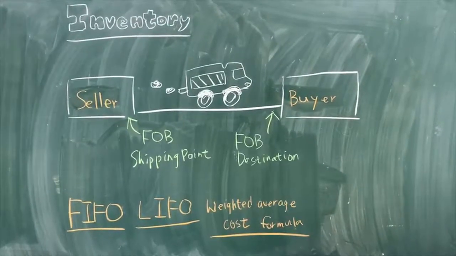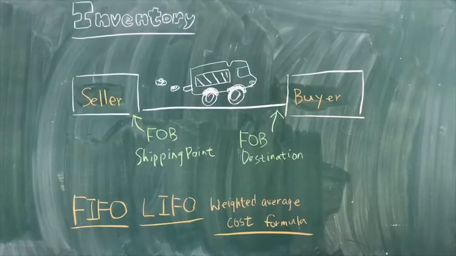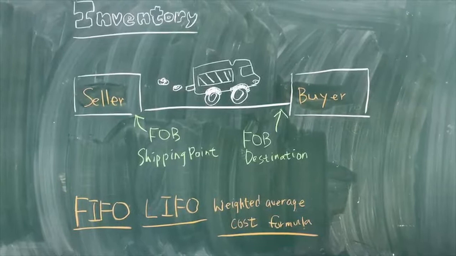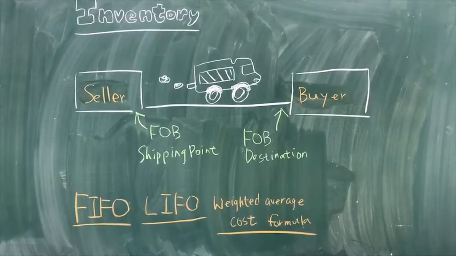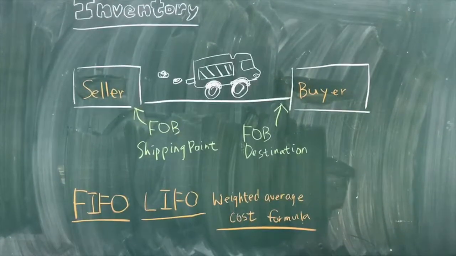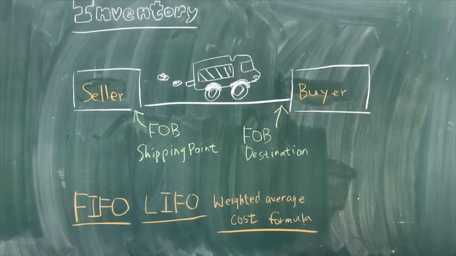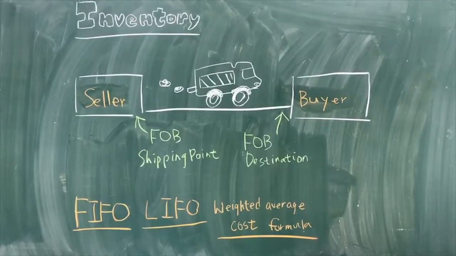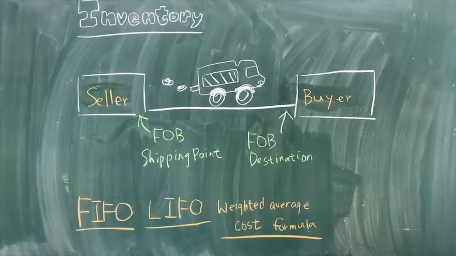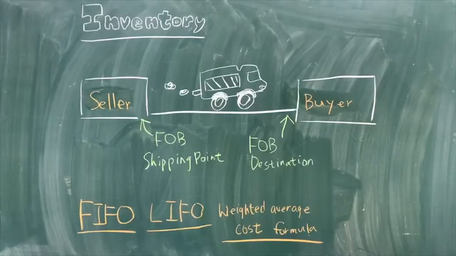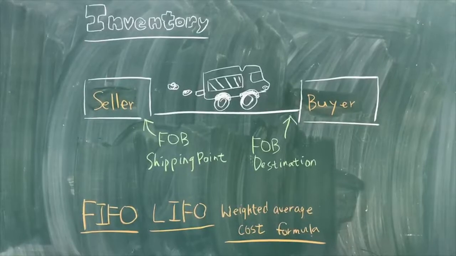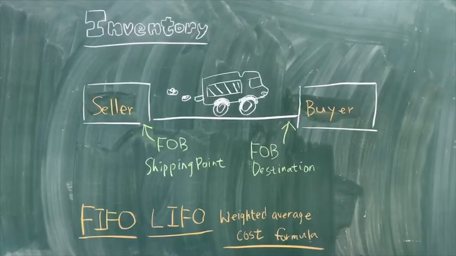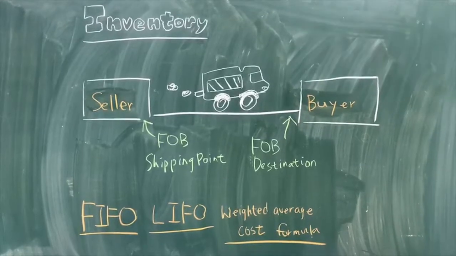The second one is last in, first out. We assume that the newest inventory units are sold and that the oldest remain in the ending inventory. This way we don't use in Taiwan and it is not in the GAAP. The third way is weighted average cost formula. We assign a common weighted average cost per unit to all units, both in cost of goods sold and in ending inventory. So these are the things we learned in Chapter 7.